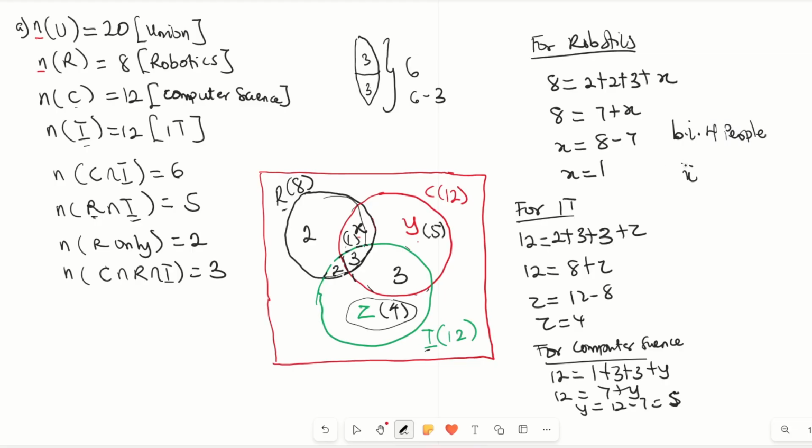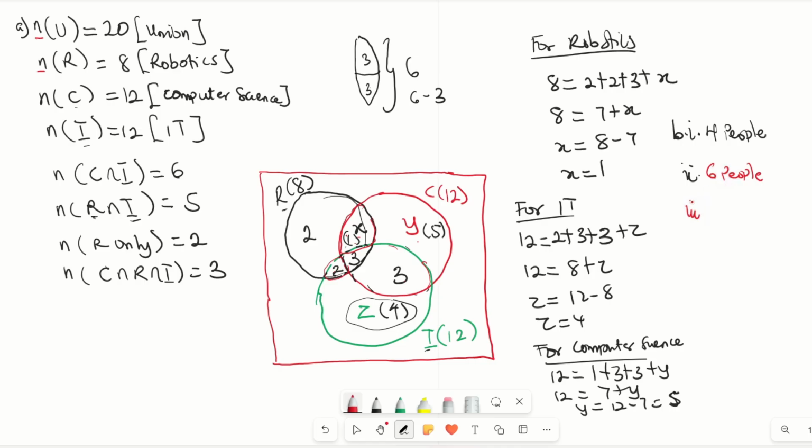And then II, we are asked to find the number of people who like exactly 2 types. So exactly 2 types represents this side, right? The portion here. Exactly 2 types here. Then the portion here, which represents the 2 types where the 2 intersect. Then the portion here. So we have 1 plus 3 plus 2. 1 plus 3 gives us 4 plus 2 gives us 6. So we have 6 people.